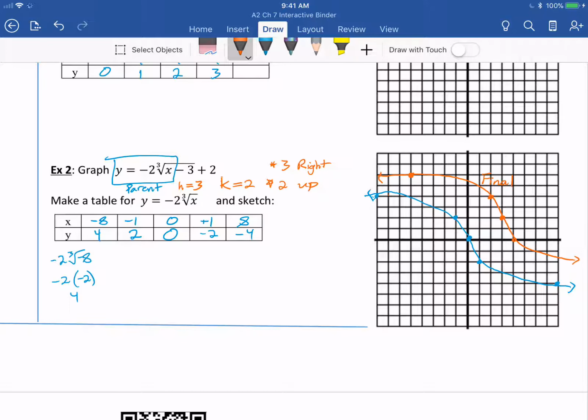All right, so again there, graph that parent function. That one has that -2 in with it, so you've got to be careful when you plug in these and find out your y values here. And then move each one of those with your h and your k.